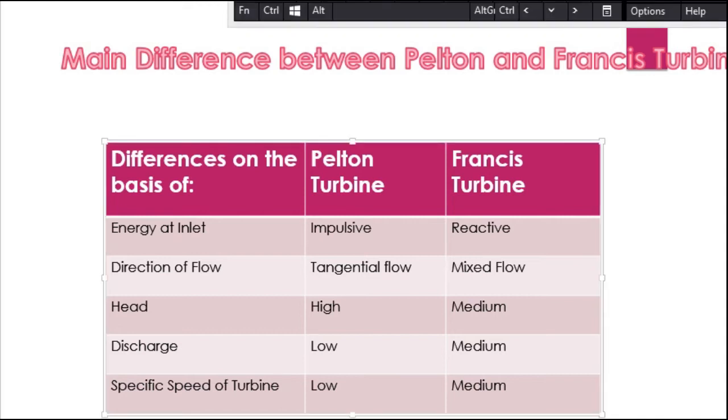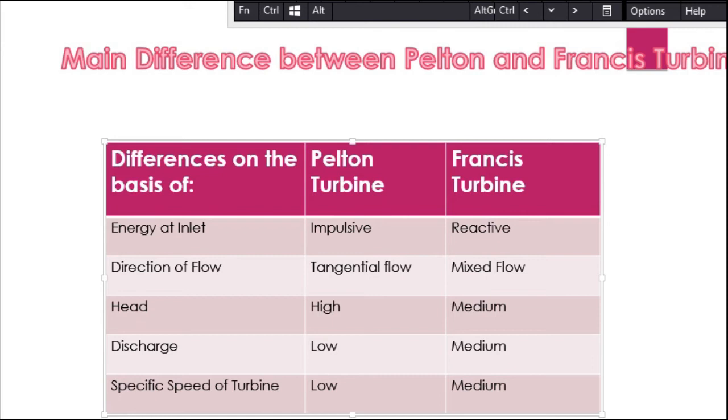The second difference is on the basis of direction of flow. So, on the basis of direction of flow, Pelton turbine is tangential flow turbine, while Francis turbine is mixed flow turbine. Likewise, the third difference is based on head. So, on the basis of head, Pelton turbine is high head turbine, while Francis turbine is medium head turbine.